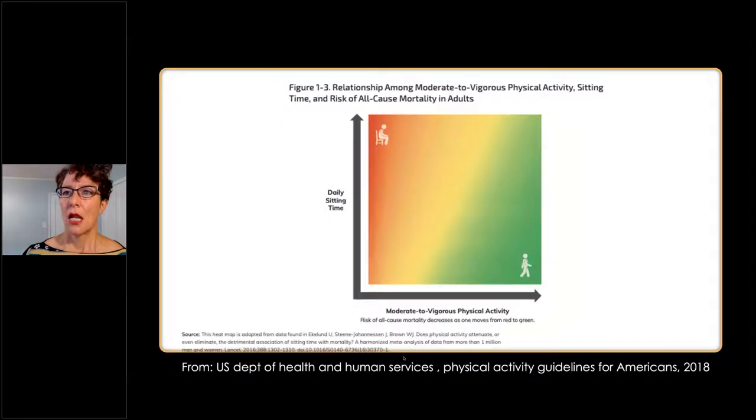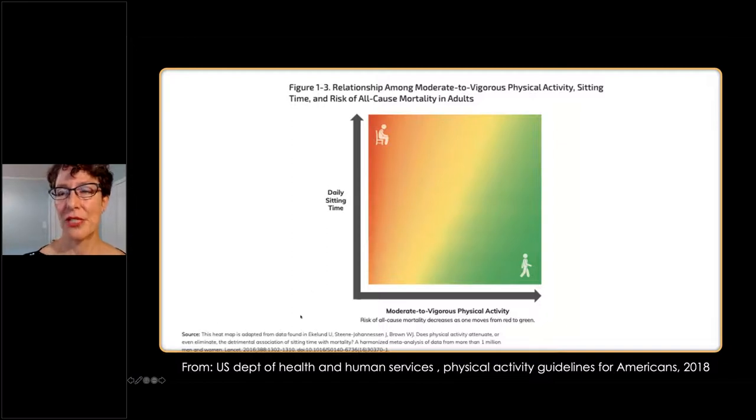Here's this great image from the U.S. Department of Health and Human Services, and it's actually a published guideline, the Physical Activity Guidelines for Americans. The source was this paper here, Ekelund et al. Look at the title: Does physical activity attenuate or even eliminate the detrimental association of sitting time with mortality? A meta-analysis of more than 1 million men and women. That's a lot of people.